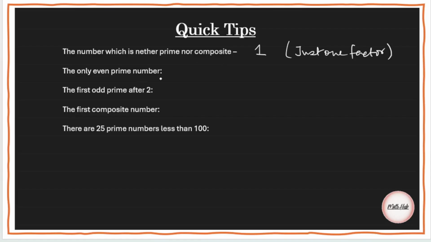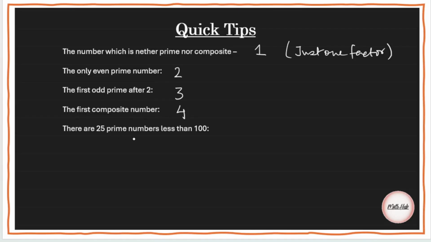Which is the only even prime number? That's 2. 2 is the only prime number which is even. Rest all the prime numbers are always odd. Which is the first odd prime number after 2? That's 3. Which is the first composite number? That's 4. 1 is neither prime nor composite. 2 is prime but even prime. 3 is odd prime. 4 is the first composite.